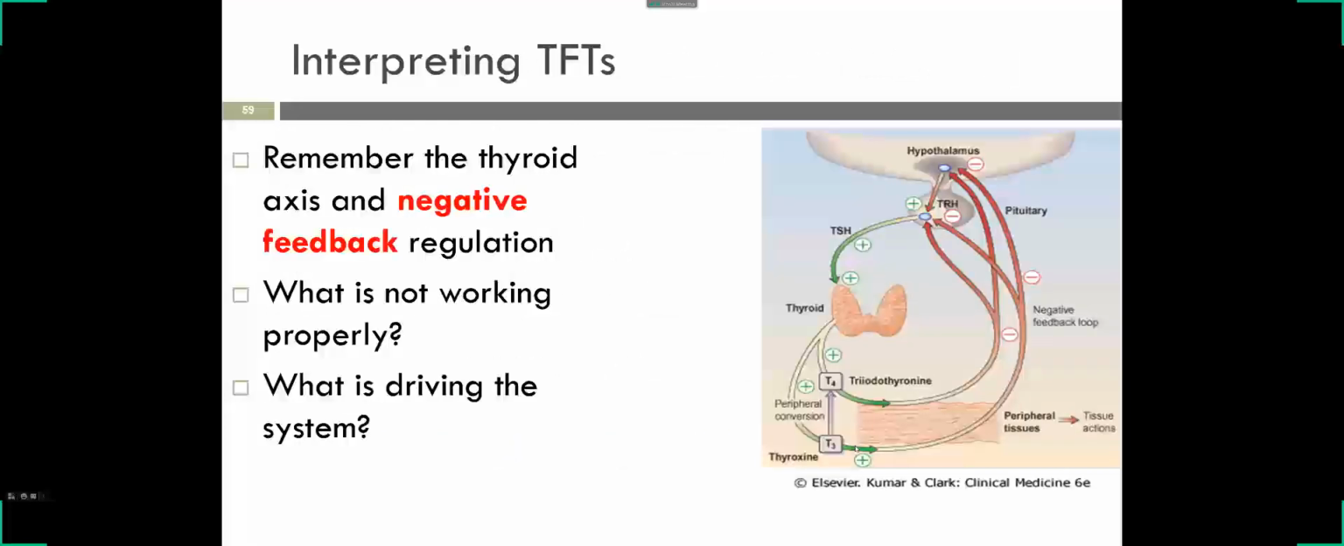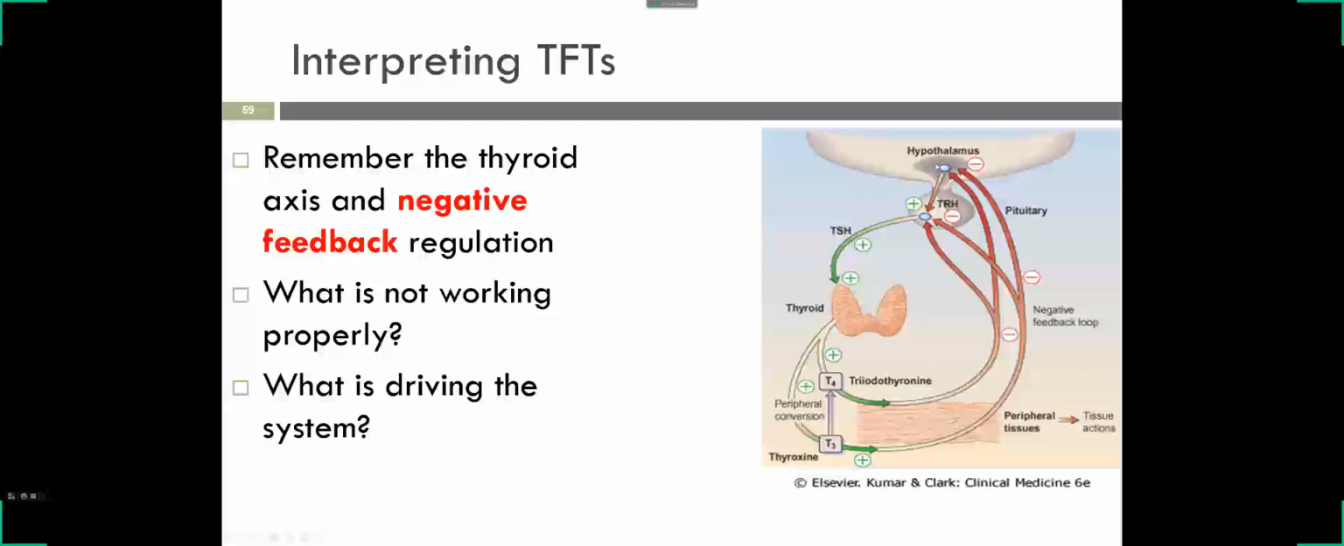Now, the key is remembering, and both interpreting and thinking about, how do we treat patients. So thyroid doesn't work by itself. It's all about this thyroid axis and the negative feedback regulation therein. So what is not working properly? You have to understand, when you measure something, what is not working properly and what is driving the system?